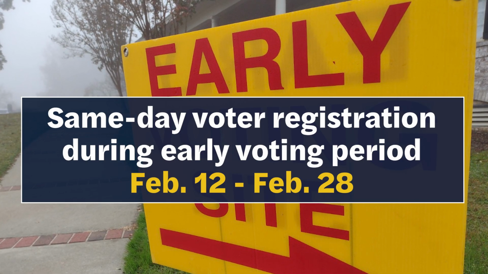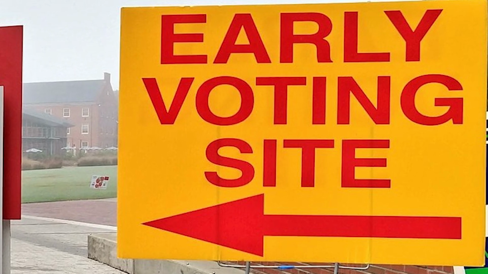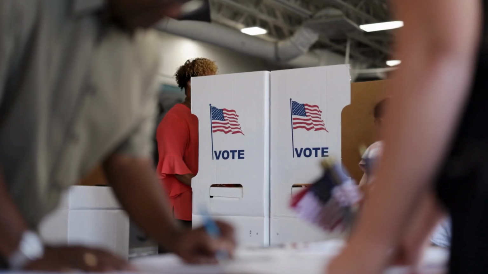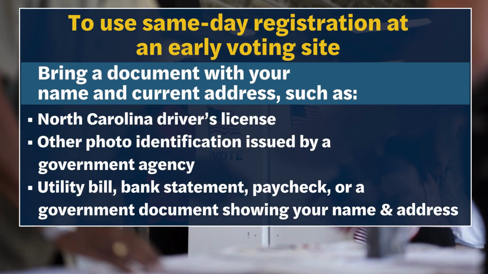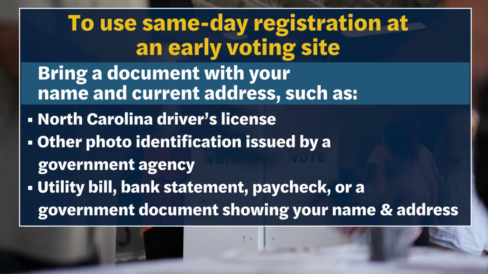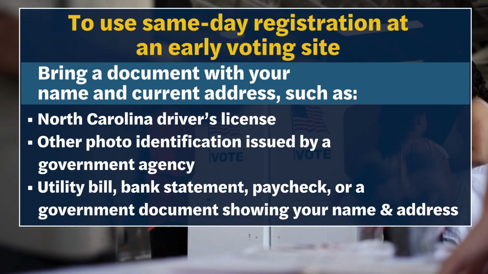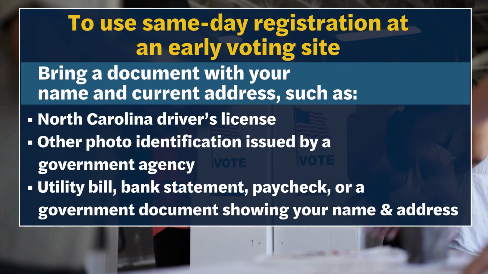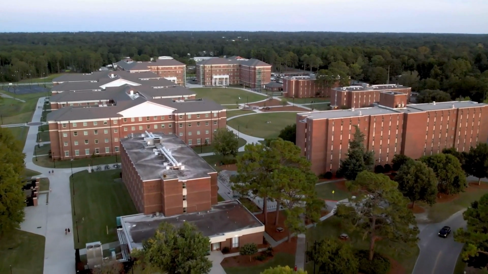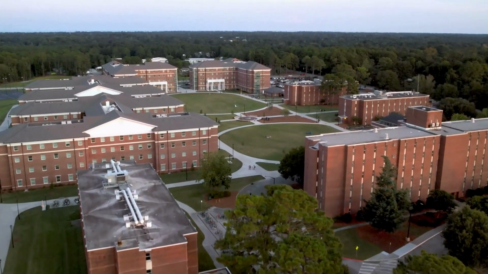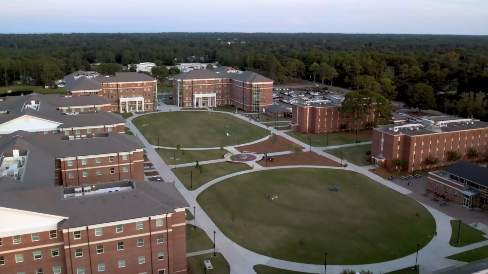To use same-day registration, go to an early voting site in your county now through Saturday, February 28th when it's open. Bring a document with your name and current address, such as a North Carolina driver's license or other photo identification used by a government agency. Or you can bring a copy of your current utility bill, bank statement, paycheck, or a government document showing your name and address. If you're a college student living on campus, you can bring a document from your school with your name and on-campus housing address along with an acceptable ID for voting.